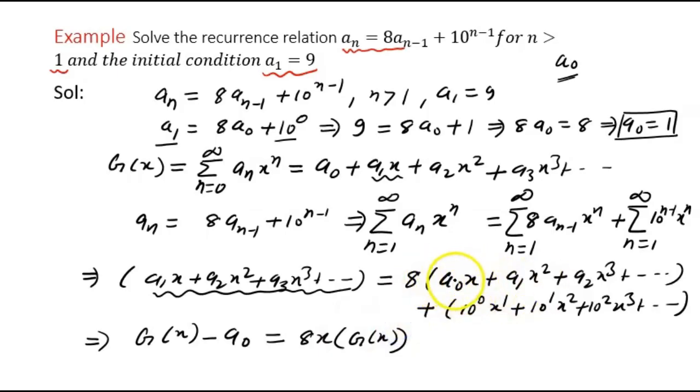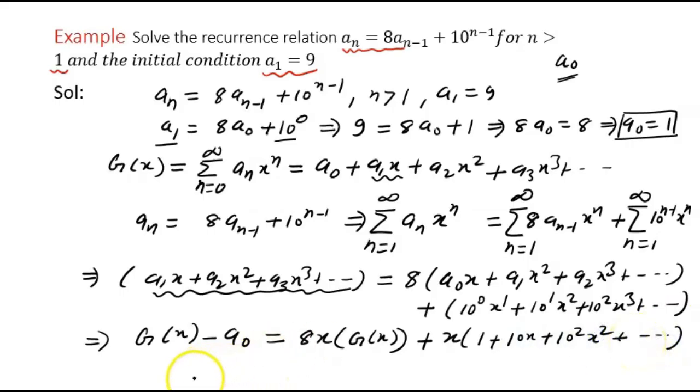I hope you understood that x can be taken common, and what you get inside the bracket is nothing but this g(x). And here you are getting a series in x to the power 1, so I take x common here. The first term is 1, the next term will be 10x, then the next term will be 10 square x square, and so on.